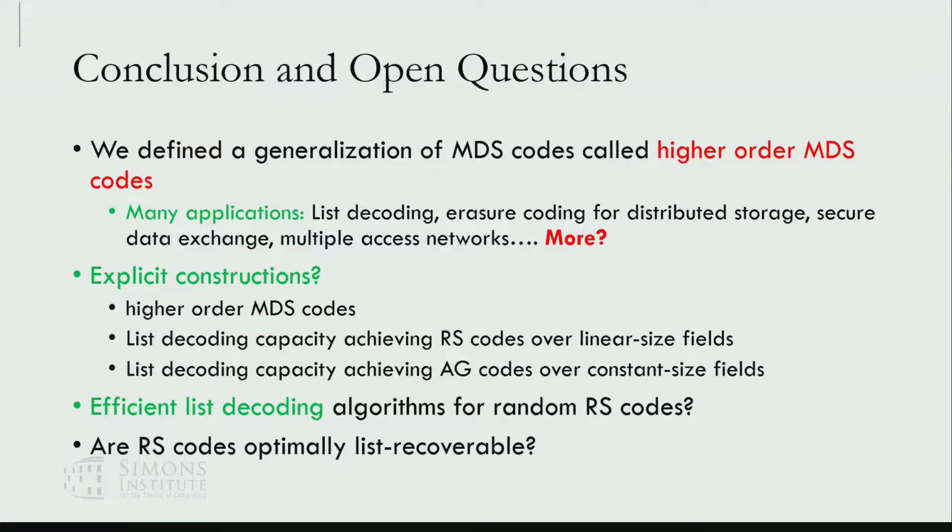Are Reed-Solomon codes optimally list recoverable? It's not just a curiosity, because list recoverability turns out to be really related to expanders and optimal expanders and things like that. So if you have this result, and you have explicit constructions, it will give you good pseudo-random constructions. Thanks.